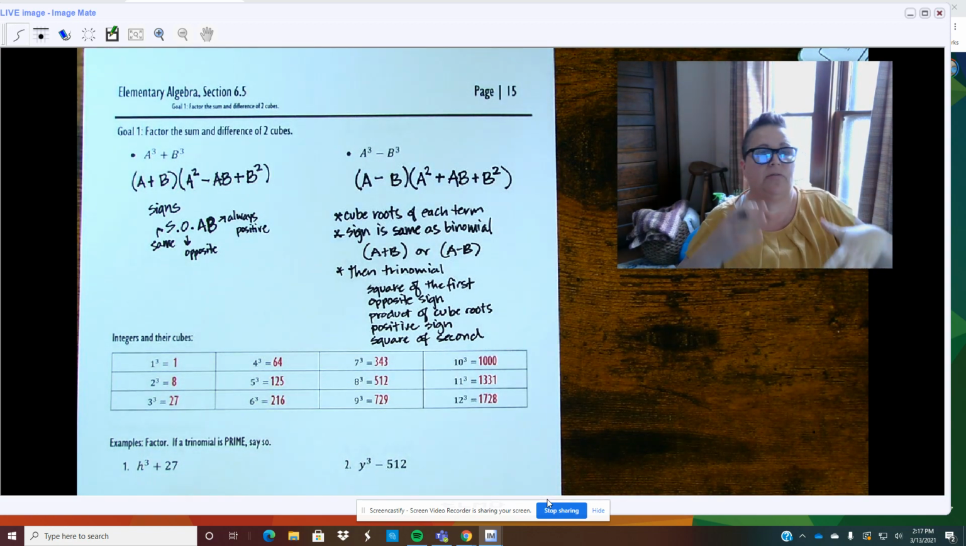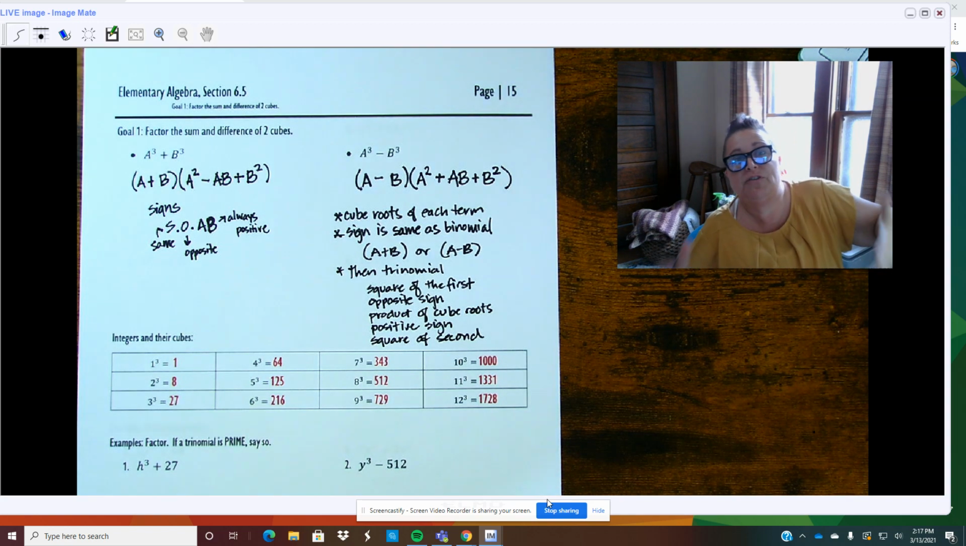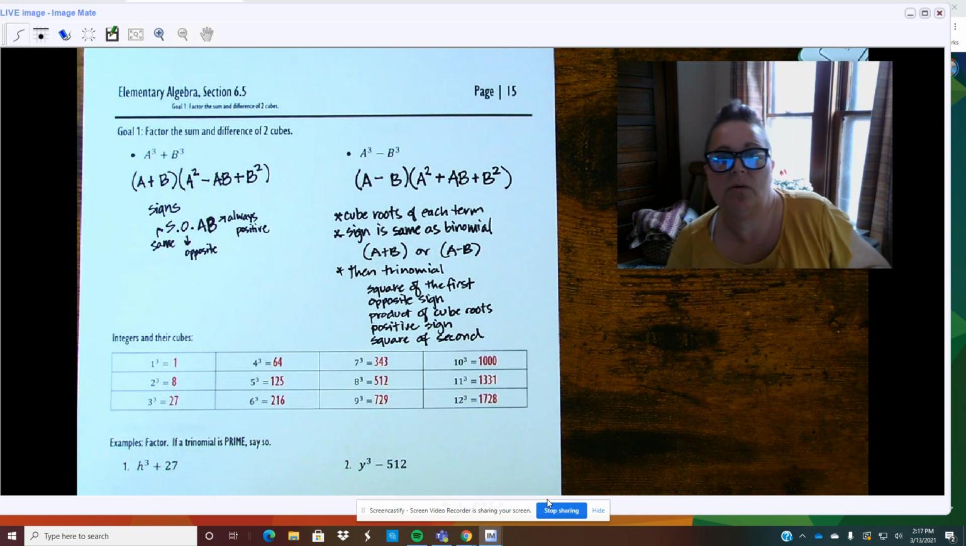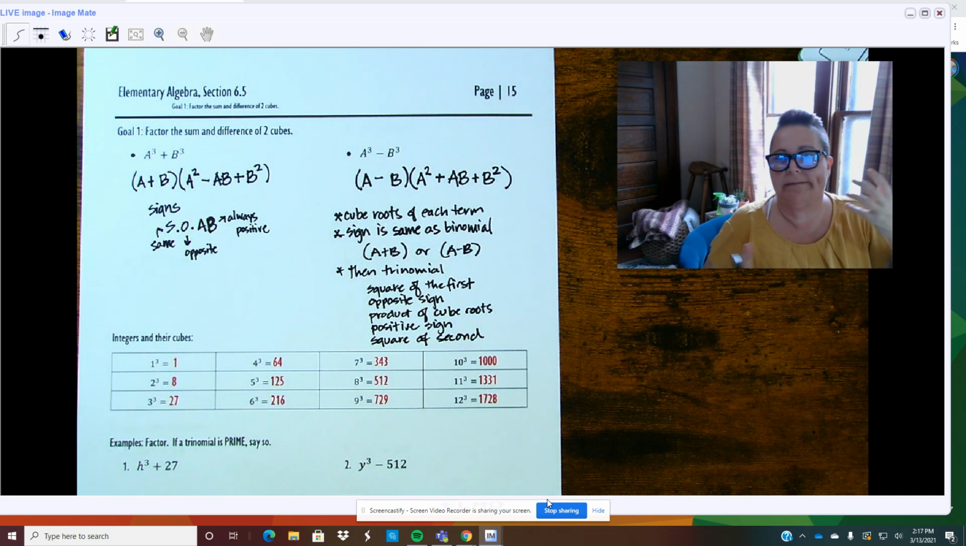This is the basic pattern for the sum of two cubes or the difference of two cubes. I don't know why I'm having trouble talking this afternoon, but I am. So it's the same for the sum of two cubes or the difference of two cubes. Either way. Let's try some.